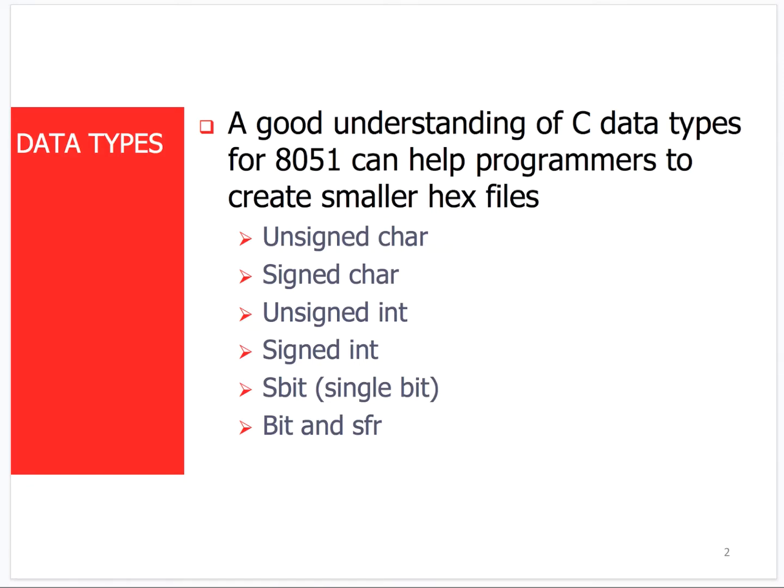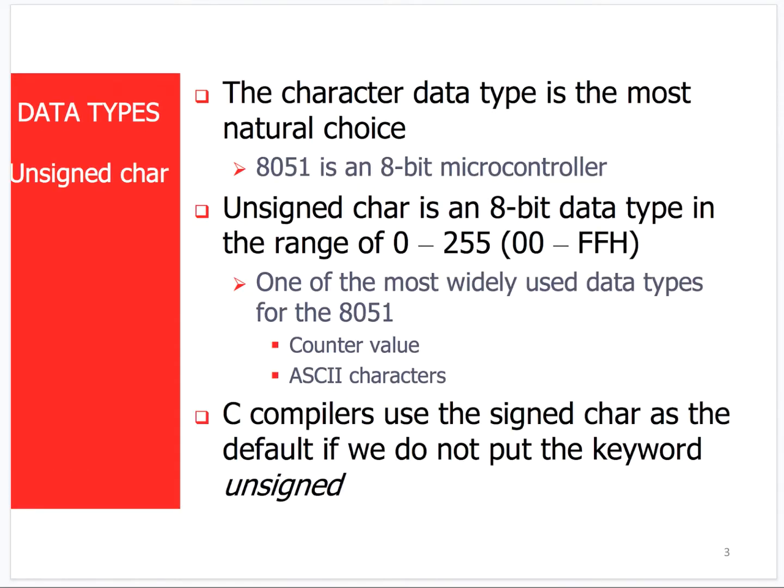Examples of C data types are unsigned char, signed char, unsigned int, signed int, sbit or single bit, bit, and sfr. The character data type is the most natural choice. The 8051 is an 8-bit microcontroller.